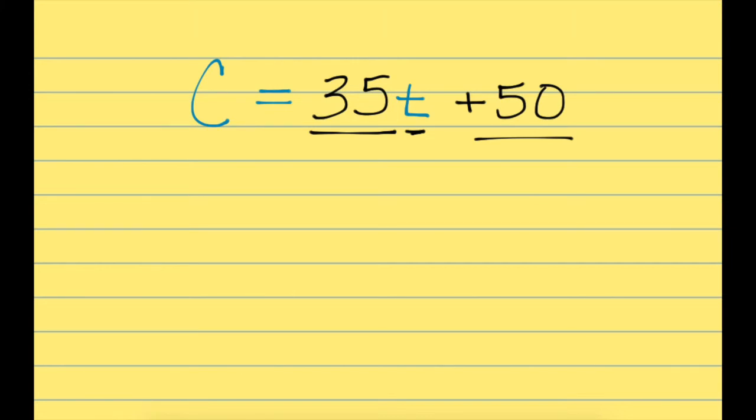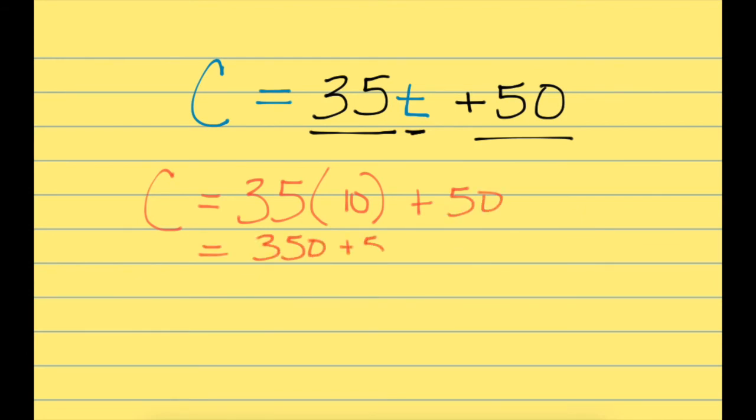Then we need to find the total cost of recording an album that takes 10 hours of studio time. So if it takes 10 hours of studio time, should that be going in for C, the cost, or T, the time? T, the time. So we plug it in for T, and 35 times 10 is 350. And 350 plus 50 gives us a total cost of $400 for 10 hours of studio time.